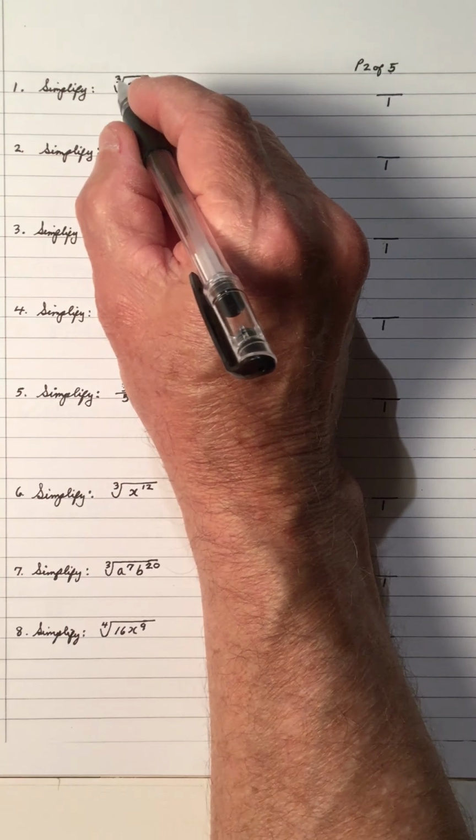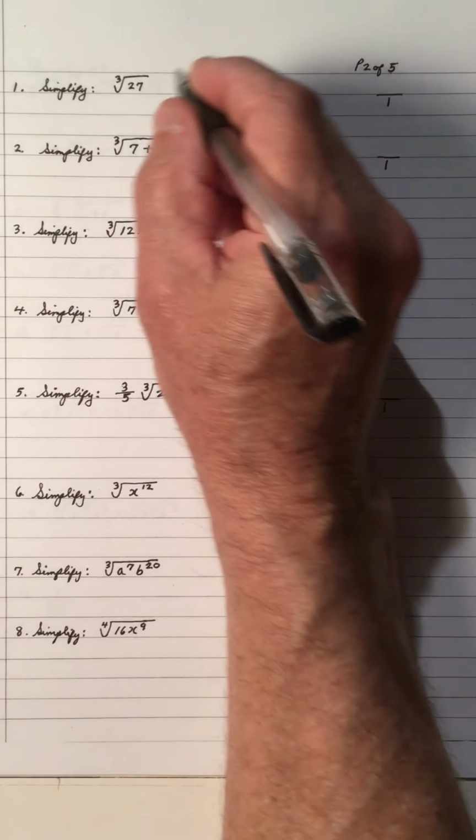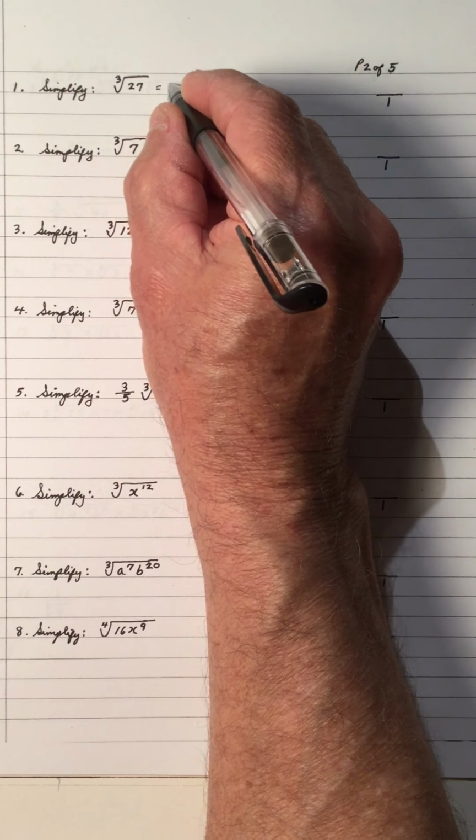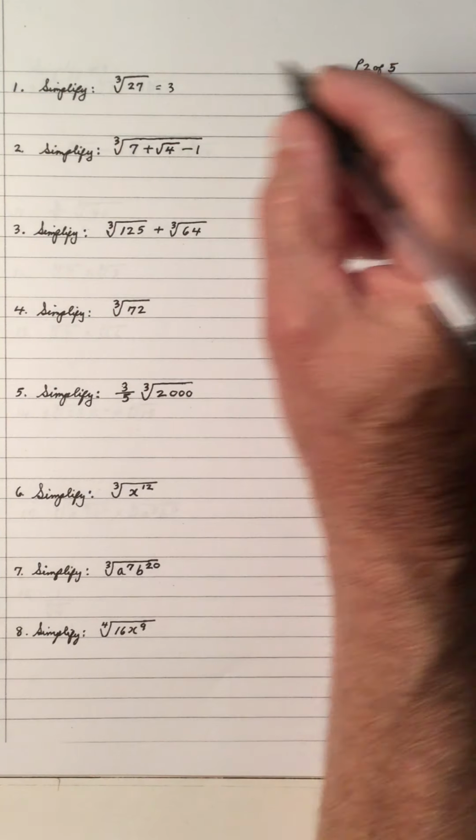Number 1, simplify the cube root of 27, and the cube root of 27 is 3. Give yourself a mark. We have 3.